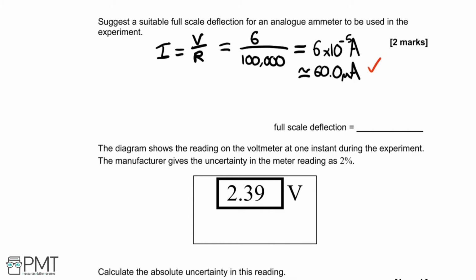So for this full-scale deflection, what we need to do is use a value that's above the value that we've calculated, but not too high. Otherwise, the reading that we're going to get is going to be too low. So it's recommended that you use something like 100 microamps or 200 microamps, but if you're going to use something like 250, then that's not going to be appropriate. It's going to be too high. So either 100 or 200. It's a bit like choosing fuses for an electrical appliance. They're set at certain values. So let's go with 100 microamps. And then that's your second mark.